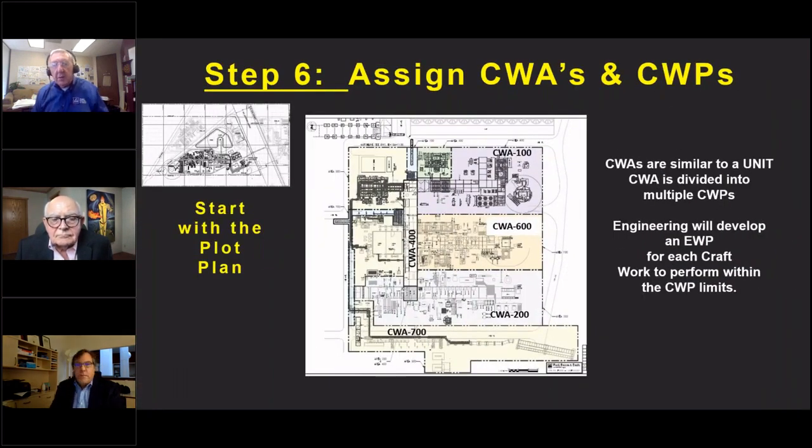All right, this is very similar to what we saw before. This is a typical unit in a refinery. We start with the plot plan and we start identifying those CWAs, or major groups of work. You can debate what size these ought to be. We usually look at them at the superintendent level, or in some cases, if it's a fast-track project, in this particular case, the 100, 600 and 200 were all done by different contractors. We actually put different construction contractors on there because that way they were being built simultaneously rather than sequentially.